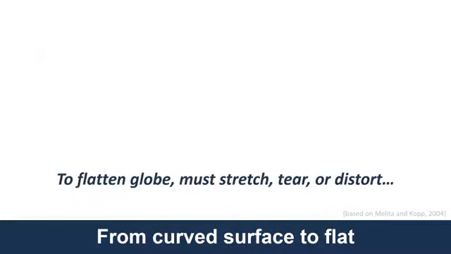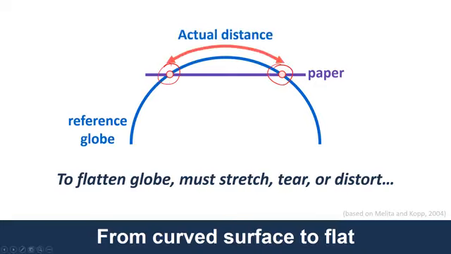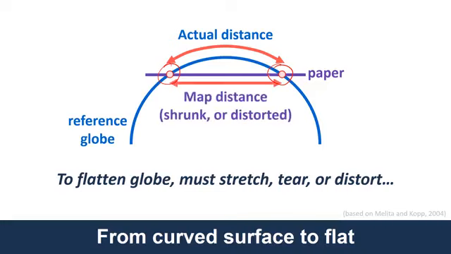When we flatten our 3D globe onto our 2D surface, something's going to give. If we imagine this as a cross-section of our three-dimensional globe, or a reference globe, and then we've got our flat sheet of paper that we're trying to transfer things onto, you'll notice that this point crosses the two and this point crosses the two. But look what happens here: you have an actual distance that's over the curved part of the Earth that then has to fit onto the map distance. And in this case, that's going to actually be shrunk down or distorted in some way.